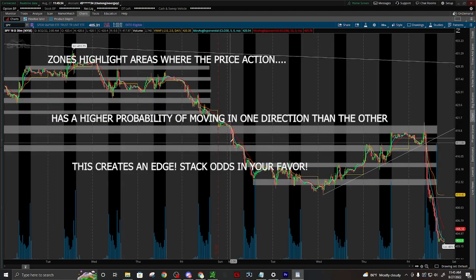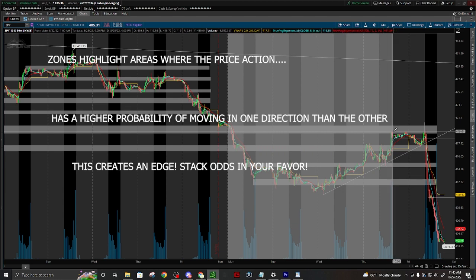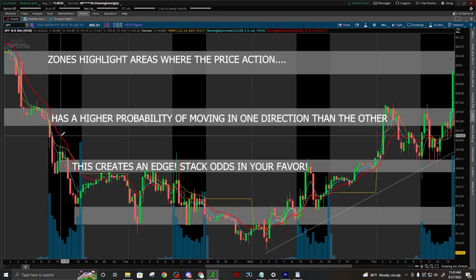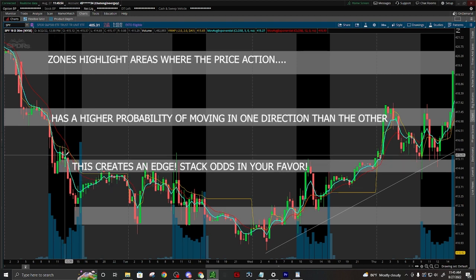So what are zones? Zones are pivots. They are rejection ranges, right? It is areas where the price action becomes unstable and tends to reject and pivot, right? So price action moves kind of freely in here, but you notice when it gets to a zone, it chops.